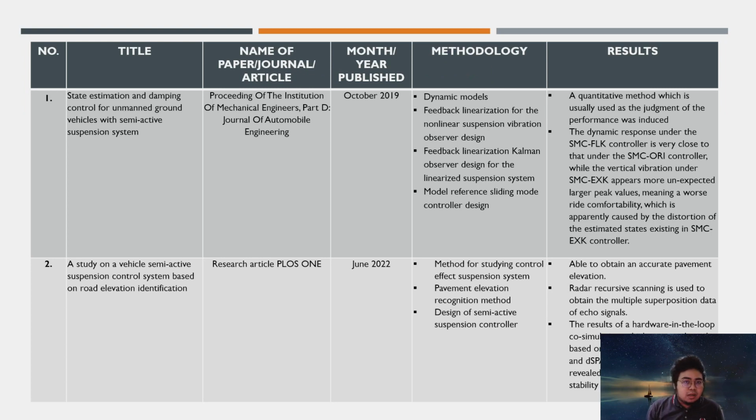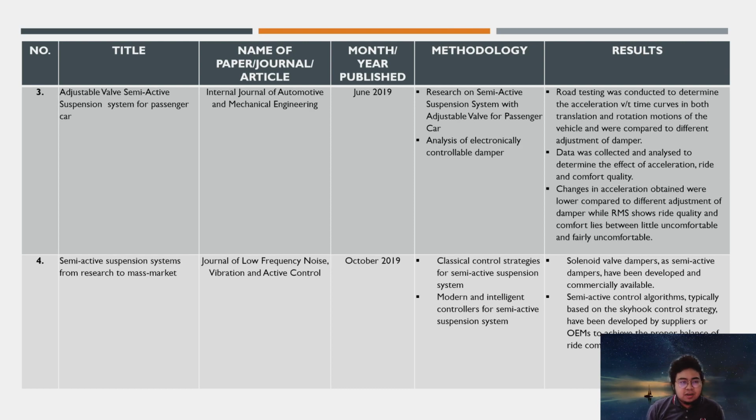So in our assignment, each of us has our own journal that we have reviewed. For our literature review, the first journal is State Estimation and Damping Control for Unmanned Ground Vehicle with Semi-Active Suspension System. The second journal is a study on a vehicle semi-active suspension system control based on road elevation identification. The third one is Adjustable Valve Semi-Active Suspension System for Passenger Car. And the last journal is Semi-Active Suspension System from Research to Mass Markets.